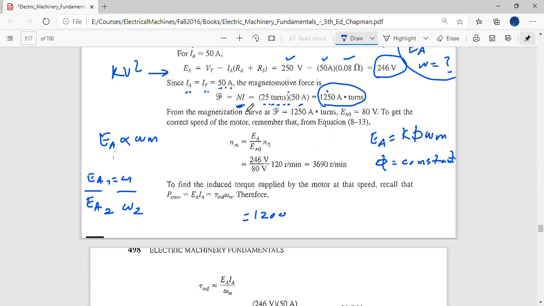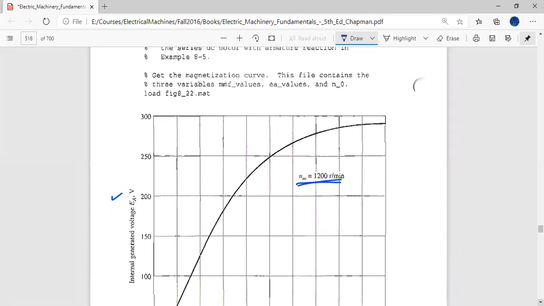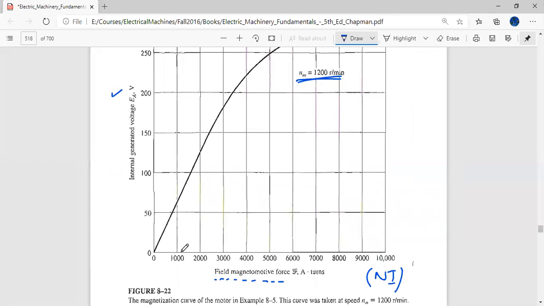I can read it off. So at 1200 RPM, we are not changing the field. The field is 1250 ampere turns. So let's read it off from here. 1250 is coming somewhere here. At 1250, the field is somewhere like 70, 50, this should be 75. Okay, and at 1250 it is something like 70. Let's assume it is 70.